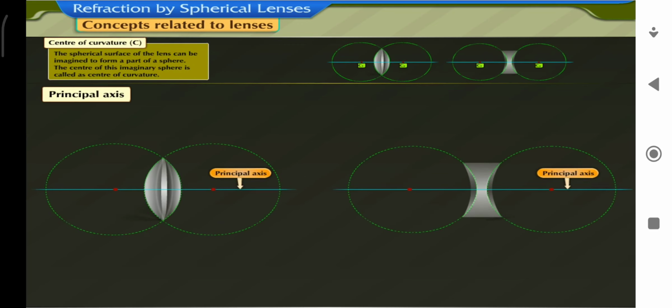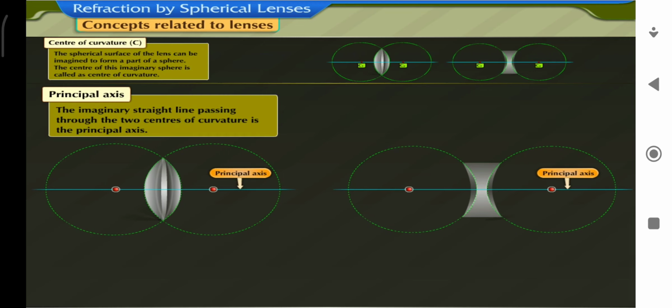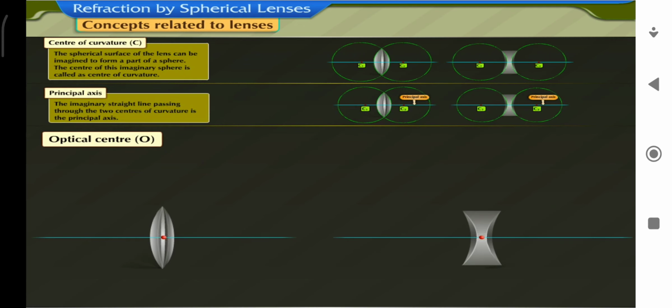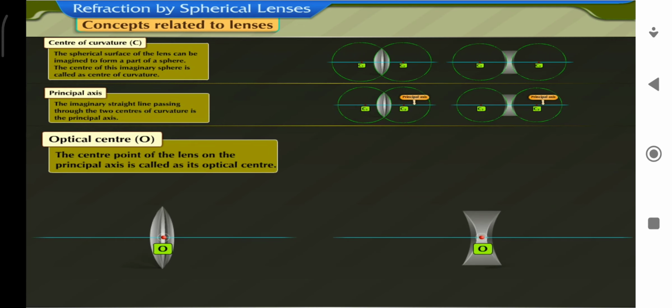Principal axis. The line passing the two centers of curvature is the principal axis of the lens. That is the line joining C1, C2 is the principal axis of the lens. Optical center, O. The central point of the lens on the principal axis is called as its optical center. A ray passing through the optical center of a lens passes without undergoing any deviation.